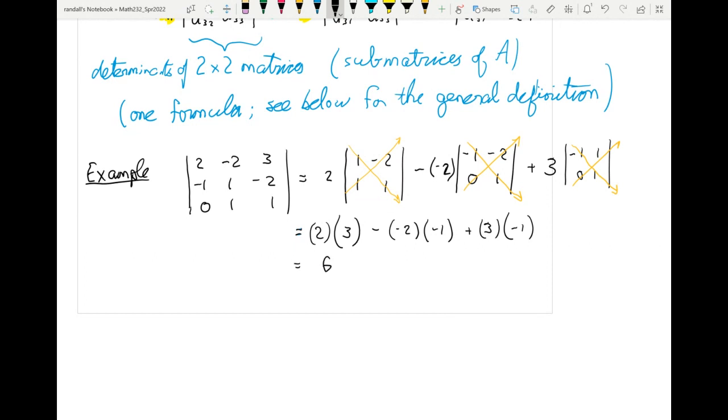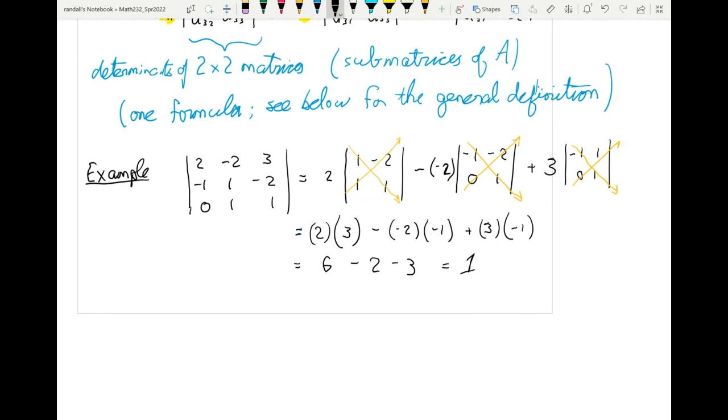So 6, and then there's 2 minus signs. So that's minus 2. Yep, so minus 2, and then minus 3. So this 3 by 3 matrix has determinant 1. Okay, so that's this example of a 3 by 3 determinant.